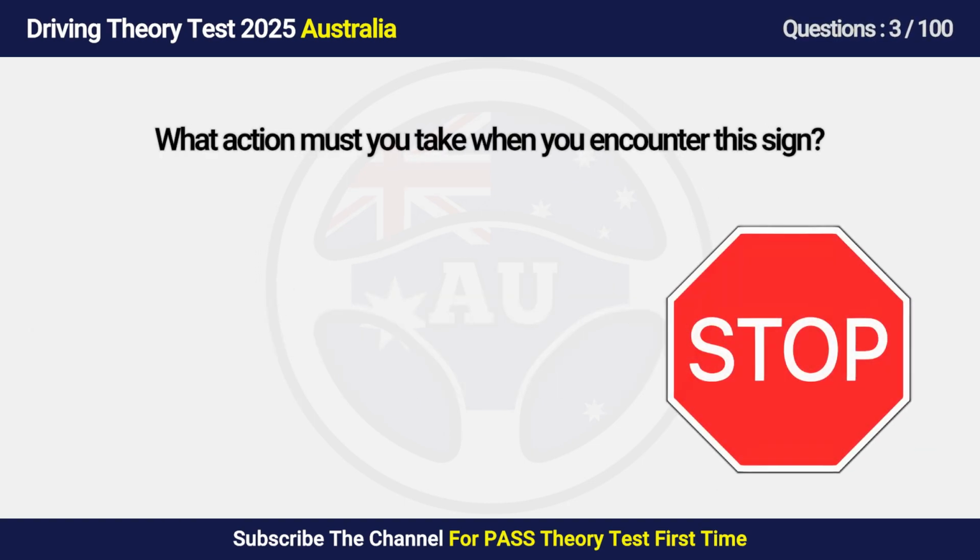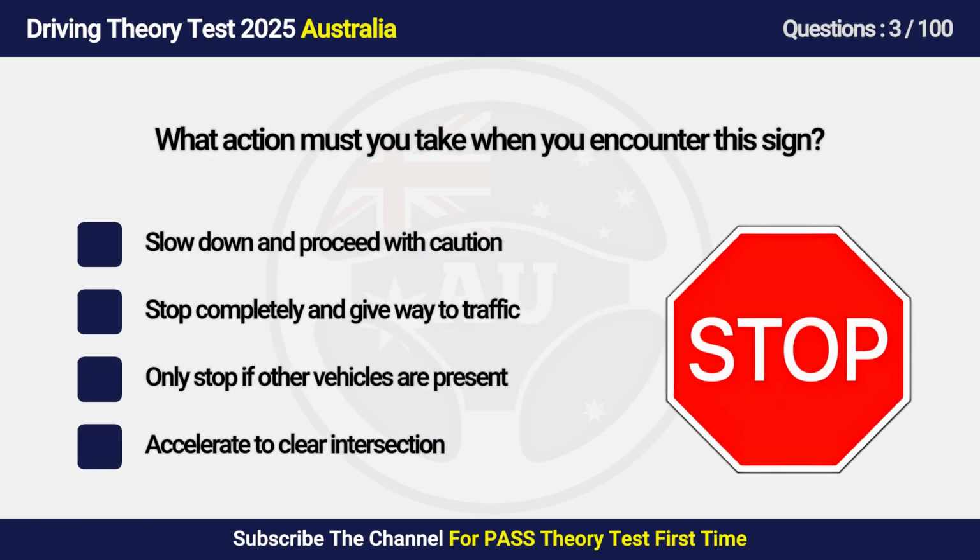Question 3. What action must you take when you encounter this sign? A. Slow down and proceed with caution. B. Stop completely and give way to traffic. C. Only stop if other vehicles are present. D. Accelerate to clear intersection.